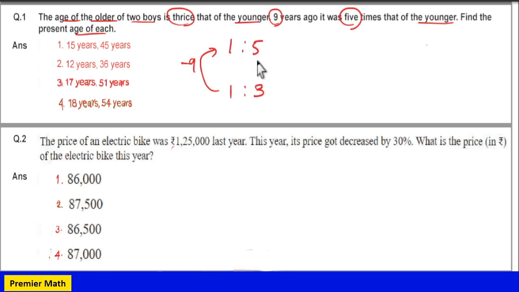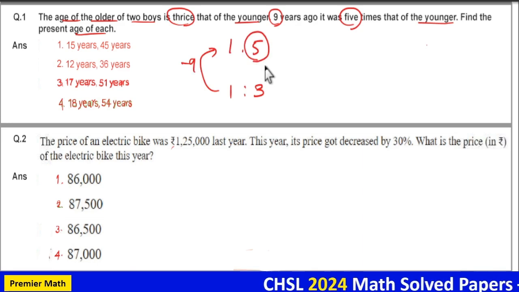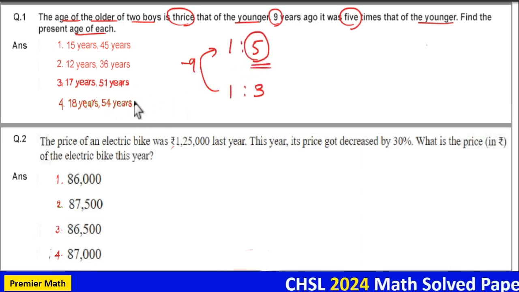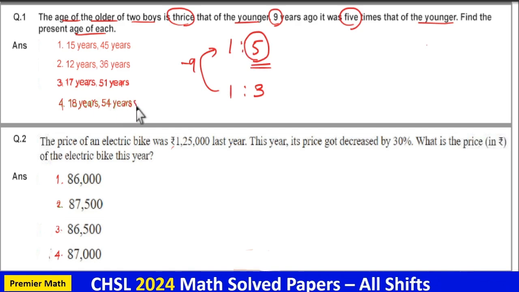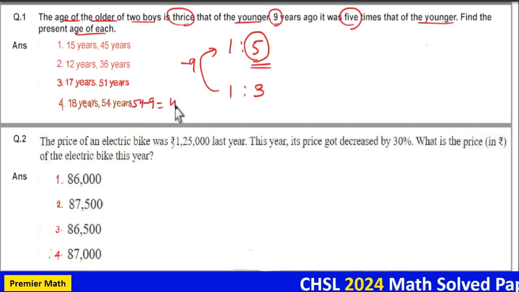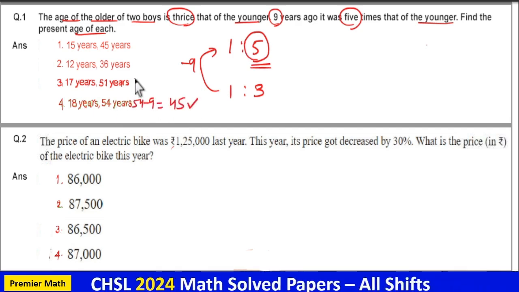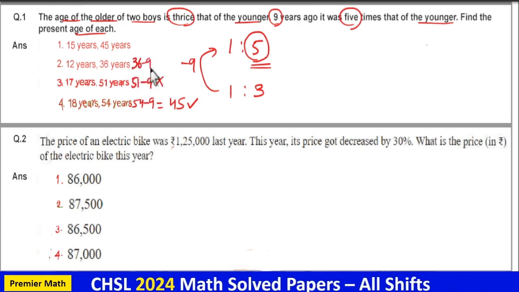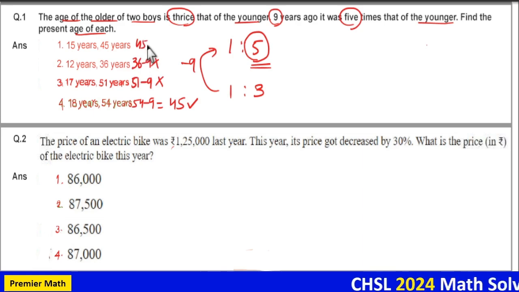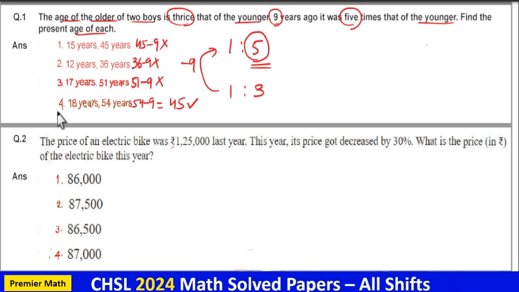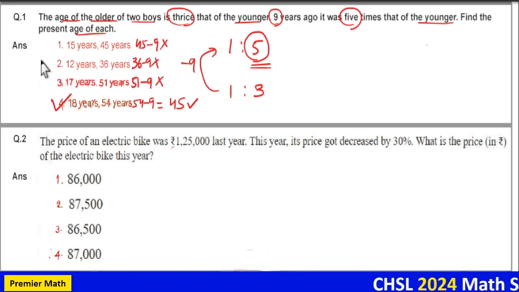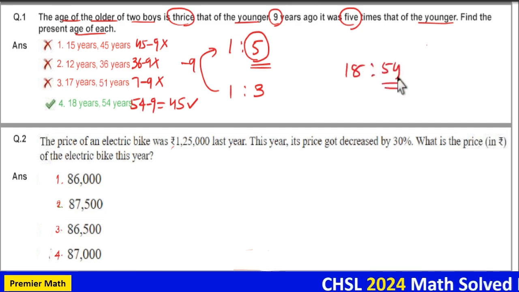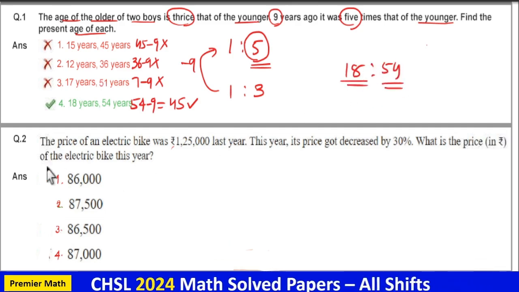Now you can see 9 years ago, the older one's age is a multiple of 5. Now check for the multiple of 5. Here 54 minus 9 is 45, which is a multiple of 5. Now 51 minus 9 is not a multiple of 5. 36 minus 9 is not a multiple of 5. 45 minus 9 is not a multiple of 5. Which means option 4 is your answer. That is 18 and 54. Age of the older one is 54 and age of the younger one is 18.